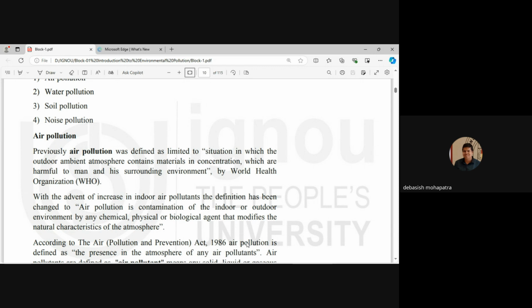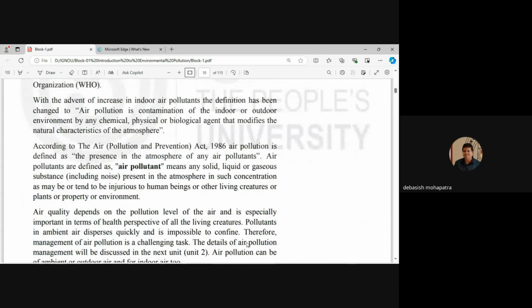Nowadays the chemicals and things we use in our household also cause pollution of the indoor environment, like mosquito coils, mosquito repellent, and the paints which we are using nowadays. All these cause pollution. So nowadays indoor air is also getting polluted, and accordingly, the definition of air pollution has also changed.